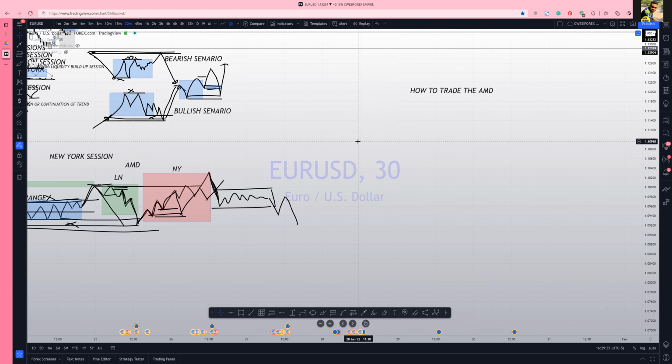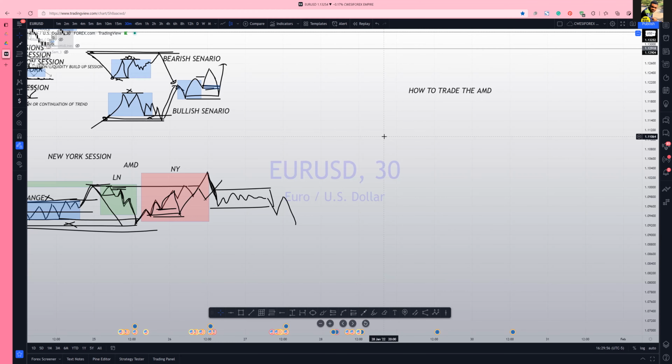The accumulation of position generally occurs during the Asia session. Whenever the Asia session opens, you have to know that price is just doing accumulation, creating liquidity for the next session. During the Asia session, the accumulation is characterized by being a consolidation.